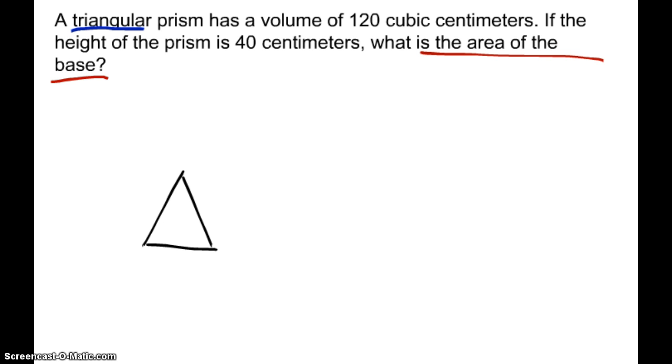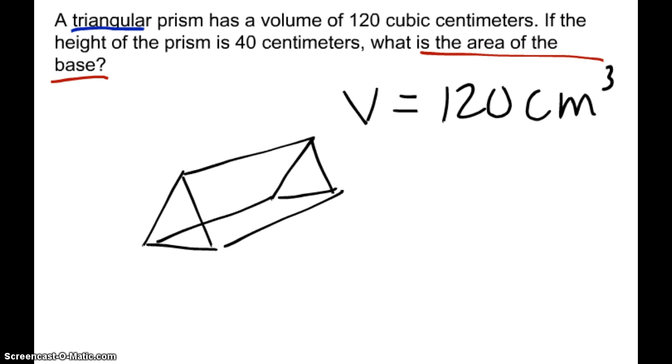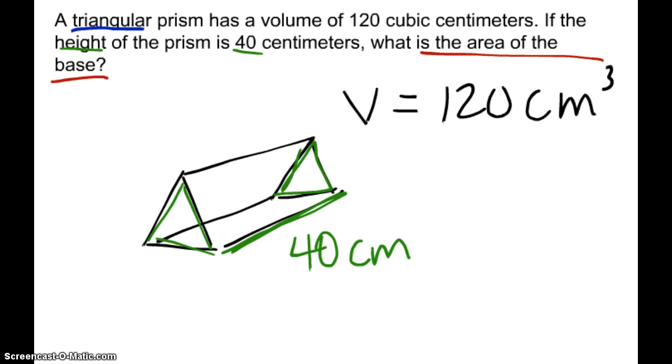So let's draw this triangular prism. And we know that the total volume is 120 cubic centimeters. So we know that the height is 40. So if our bases are these triangles, the height is the distance between the bases. So that height is 40 centimeters. We're looking for the area of the base. Not the height of the base, not the length of the base. We're looking for the whole entire area of the base.